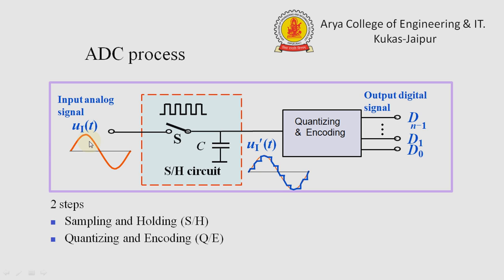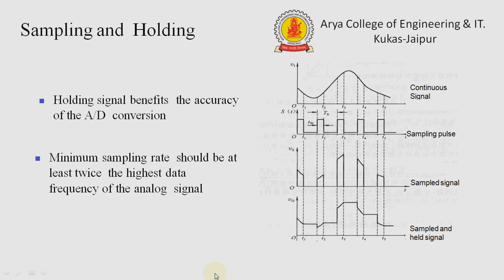Basically, we apply the input continuous signal or analog signal to a sample and hold circuit. In the sample and hold circuit, this continuous analog signal is converted into a sample and hold waveform, and then it is applied to quantizing and encoding, where this sample and hold signal is applied to a quantum, meaning for each sample and hold signal a quantum is applied, and then that quantum is encoded in 0 and 1 form. So basically there are two steps for the ADC process: sampling and holding, and quantizing and encoding.